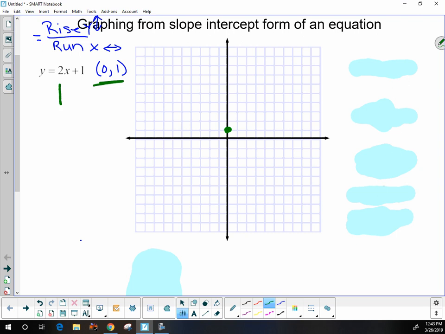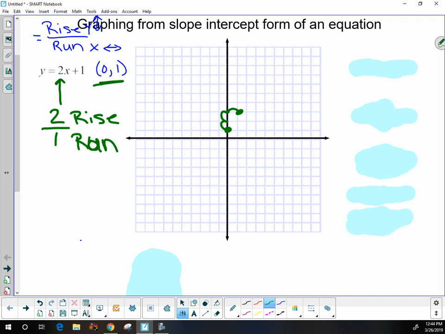From there, I know I need rise over run and all I have is a whole number. Well, good thing we know about making whole numbers into fraction form. You put them over 1, which means you rise up 2 lines or 2 points and you run over 1. So I'm going to rise from here. I'm going to go 1, 2, and then from here I'm going to go over 1.